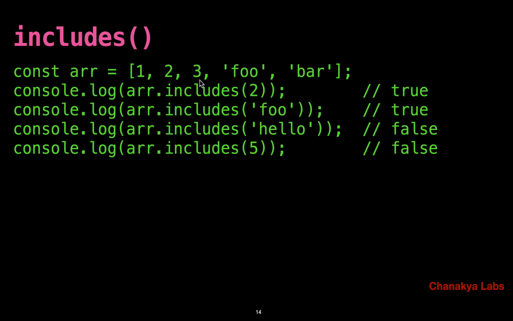In fact, let's say 2 is there at 2 places, let's say 1 2 3 and then again 2, then also array.includes 2 will return true. So it does not matter how many times; at least one time that element should be there in the array, then includes returns true. Now it is fairly clear that includes returns just true or false, nothing else. If that item is there, it returns true, otherwise it returns false.